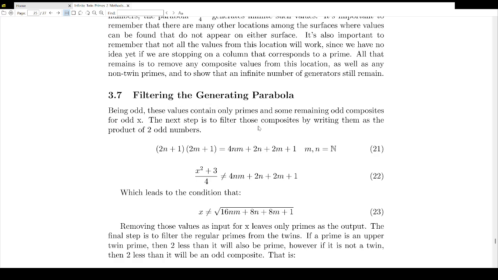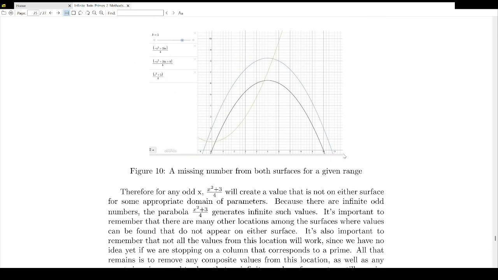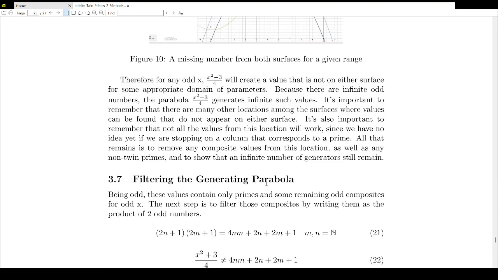Filtering the generating parabola. So being odd, these values contain only primes and some remaining odd composites. So we said this value here is 7. We've only selected these odd values, so they're either odd composites or a prime. So these values contain only primes and remaining odd composites for odd x, because we said this is only for odd x's now, is what we're honing in on.